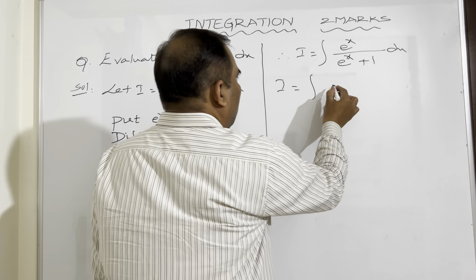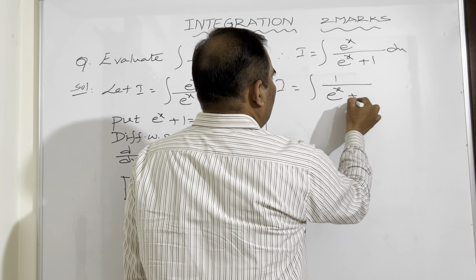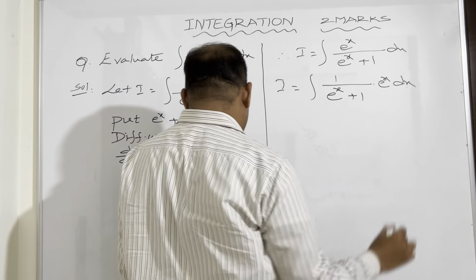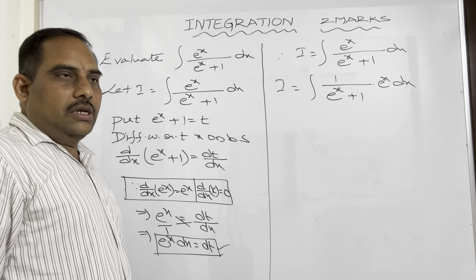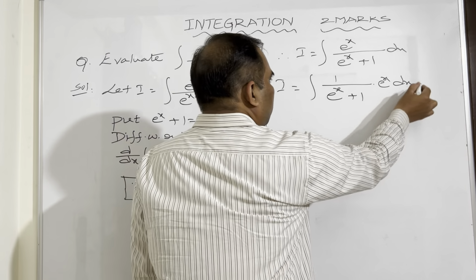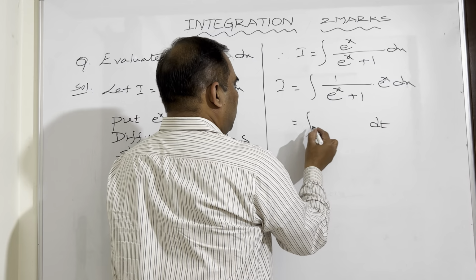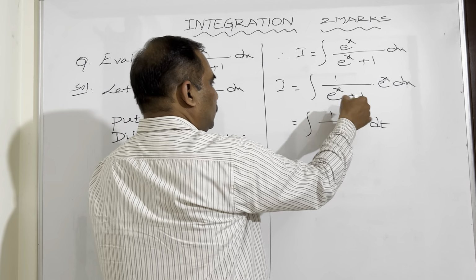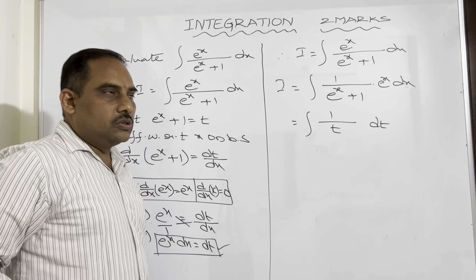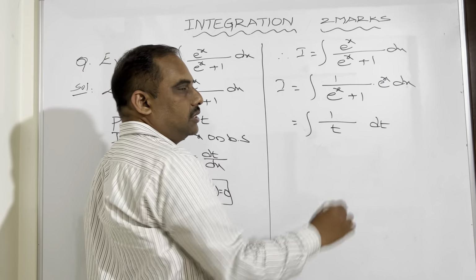So it can also be written as 1 by e power x plus 1 into e power x dx. From this you can understand easily. So e power x dx is replaced by dt, which is equal to the integral of 1 by, e power x plus 1, which is replaced by t. So finally we get I is equal to the integral of 1 by t dt.